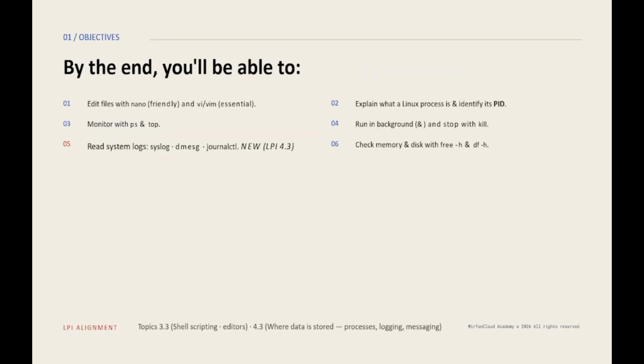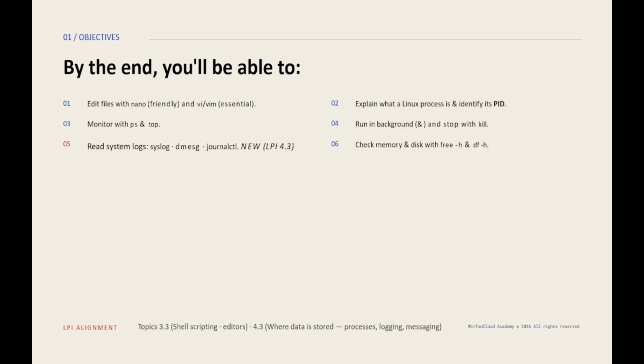Here are the objectives of this module. By the end of this module, you will edit files using nano, a beginner-friendly text editor, and vi, which is essential and universal. You will explain what a Linux process is and identify its PID, that's the process ID. You are able to use ps and top to monitor what's running. Run processes in the background with ampersand and stop them with kill.